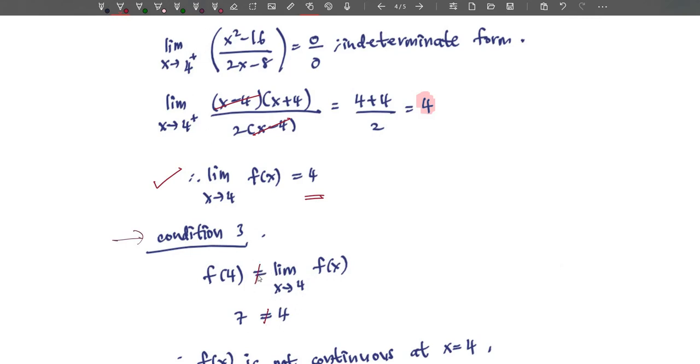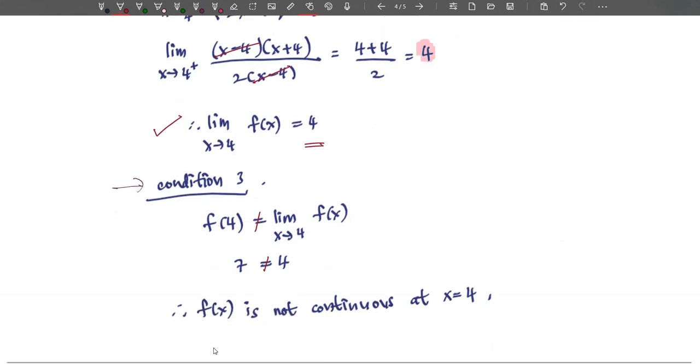At first, obviously, you will write equal to. But then, after we compare the value, it is not equal. So, just add the slash here for the not equal. And therefore, f(x) is not continuous at x equal to 4. Why? Because it does not fulfill the third condition.